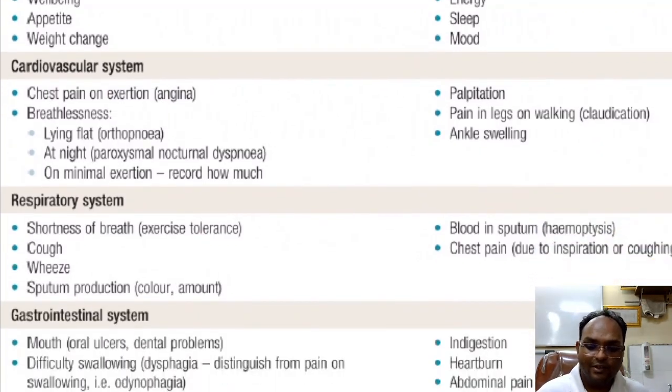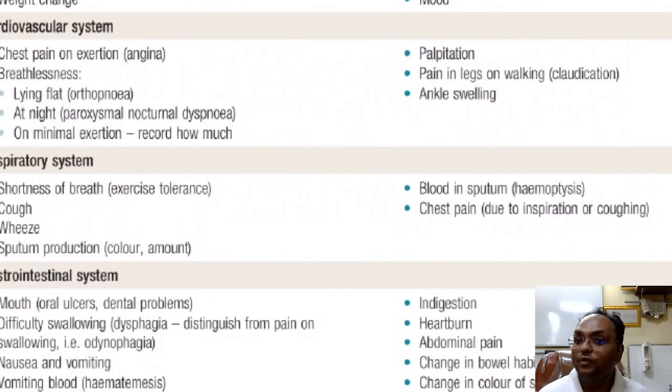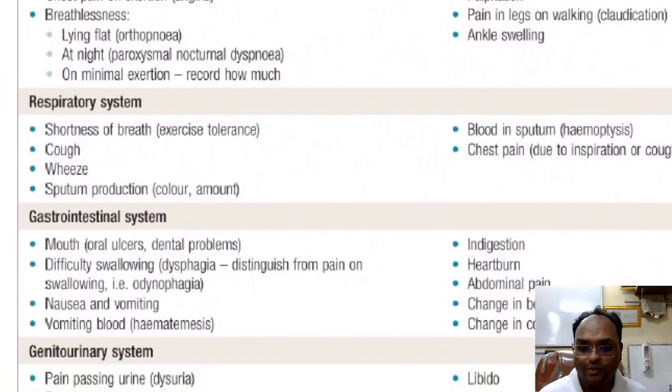Next, respiratory system. Of course, you'll have shortness of breath, cough with expectoration, and hemoptysis. So same as cardiovascular, just cough with expectoration, hemoptysis. Apart from that, of course, sputum production. Chest pain over here will be stabbing, pleuritic chest pain.